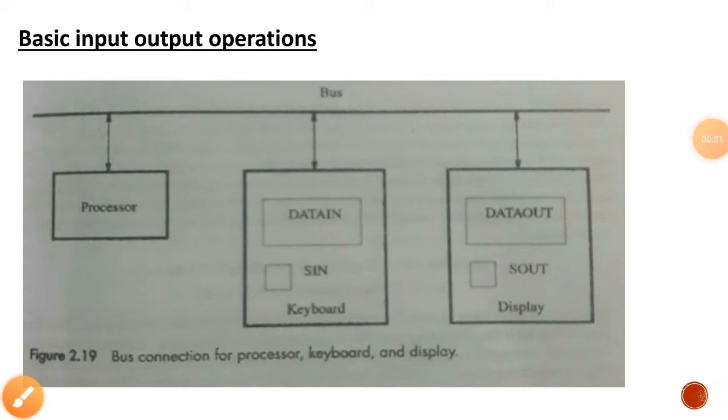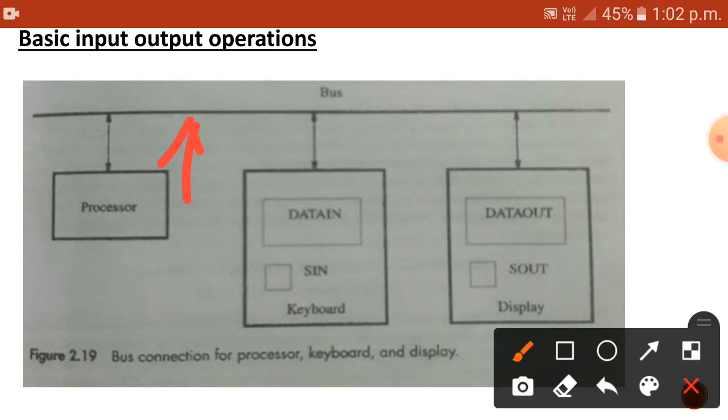Today we'll discuss the basic input output operations. This is a diagram which explains the basic input output operation. We have a single bus, and to the single bus the processor, the input devices and the output devices are connected. The bus connection for the processor, keyboard and the display.